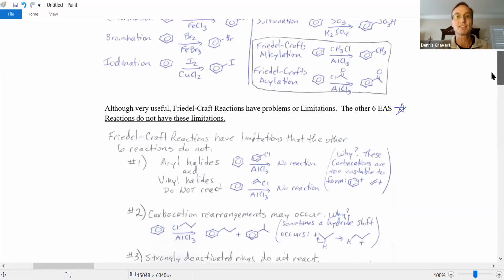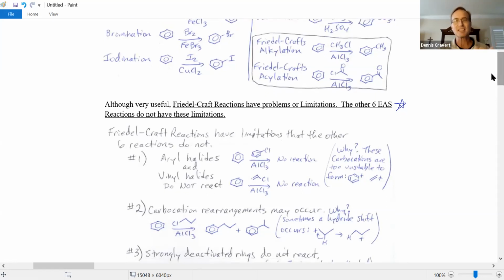So what are these limitations? Well, the first one, if you think about the name, makes sense. The name is Friedel-Crafts alkylation, Friedel-Crafts acylation. Alkylation means we're putting an alkyl group on the ring. Acylation is putting the keto group, the ketone group, on there. So you can't have a halide on a benzene ring, which is classified as an aryl halide. You can't have a halide on an alkene group or a vinyl group. That's a vinyl halide. They just don't fit the pattern.